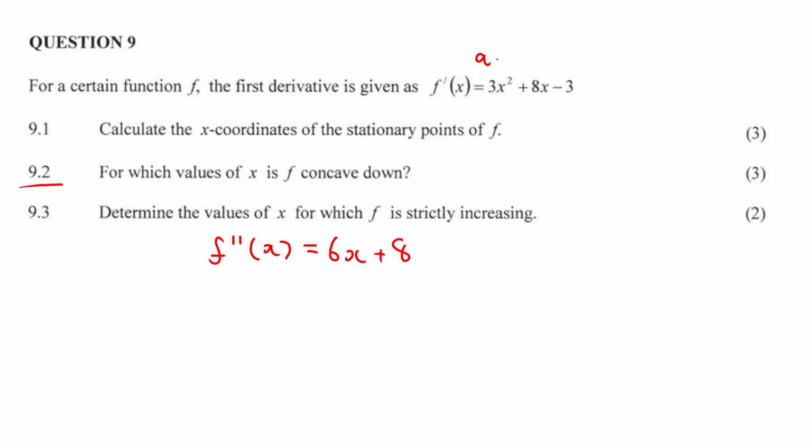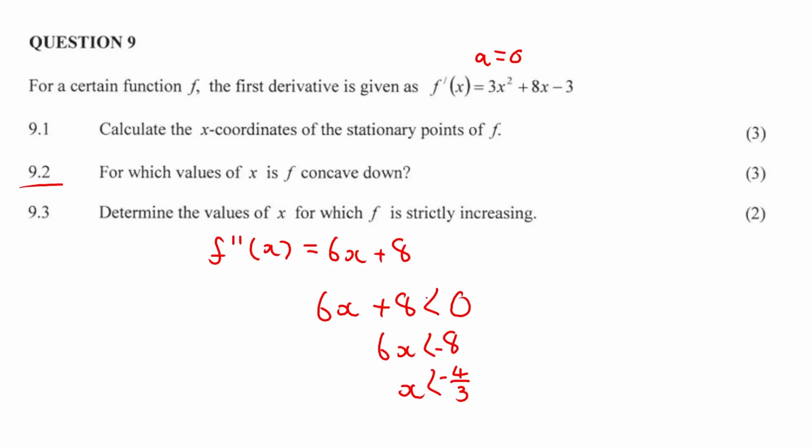Here, it would be assumed that our a value was actually 0. So we're going to set 6x plus 8. It's concave down, so we're going to set these values to less than 0. Therefore, 6x is less than negative 8, and x is going to be equal to negative 8 over 6, which is just going to simplify to negative 4 over 3.